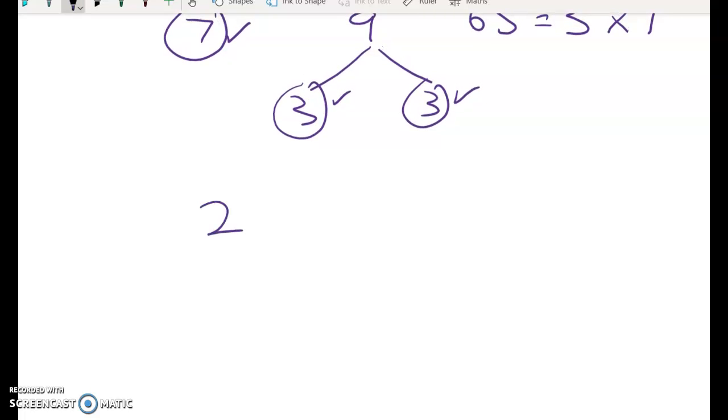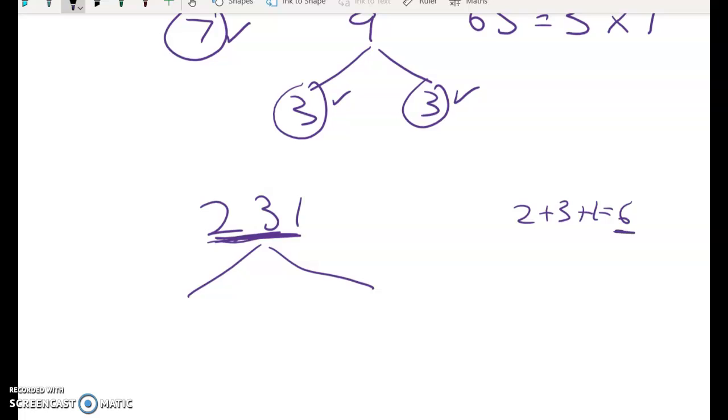And lastly, 231. Now, you might be wondering, how do I know where to start that one? Well, one thing to do is to start low. We know that 2 is not a factor, but we can check if 3 is a factor, and we can do that by adding up those digits. So 2 plus 3 plus 1 equals 6. So we know, because 6 is a multiple of 3, that 3 is going to be a factor.